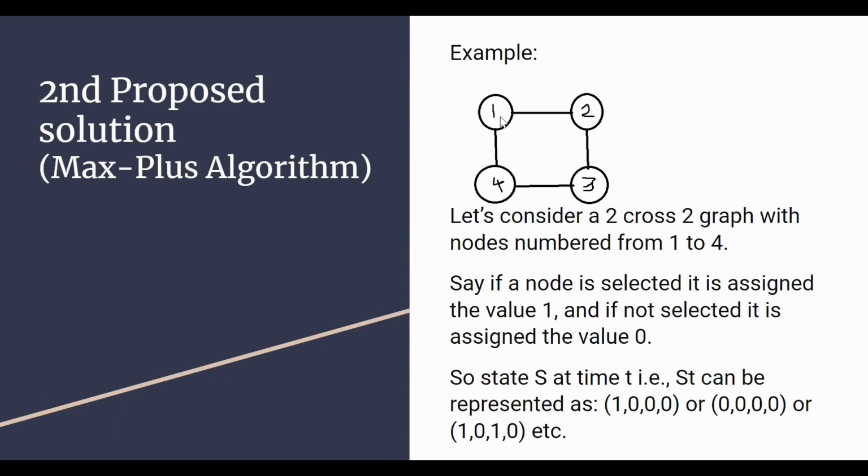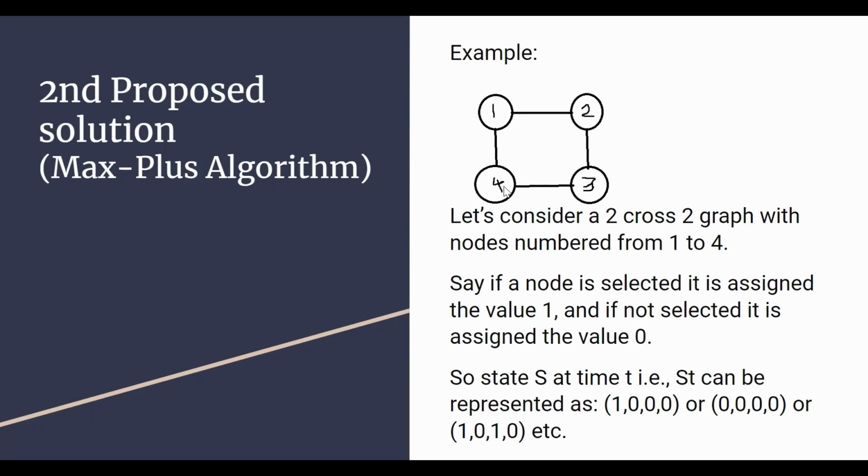Let's consider this to be a 2 cross 2 graph with nodes numbered 1, 2, 3, and 4. Say if a node is selected, it is assigned the value 1, and if not selected, it is assigned the value 0. So say we are selecting node 1. So here the value assigned will be 1. We are not selecting node 2, so the value assigned here will be 0. Suppose we are also not selecting node 3, the value assigned will be 0. Suppose we select by chance node 4. So here the assigned value will be 1.